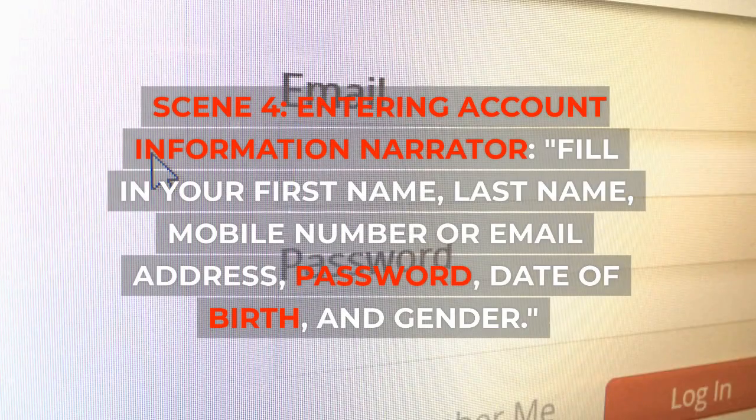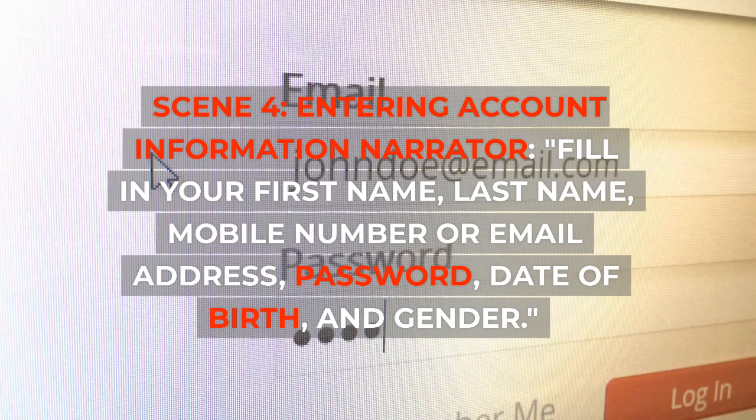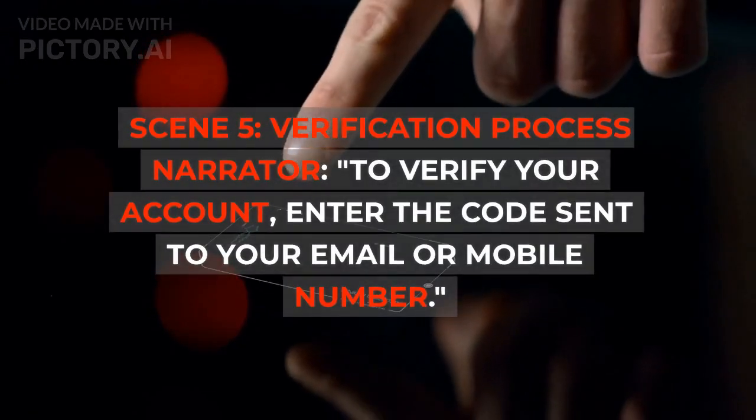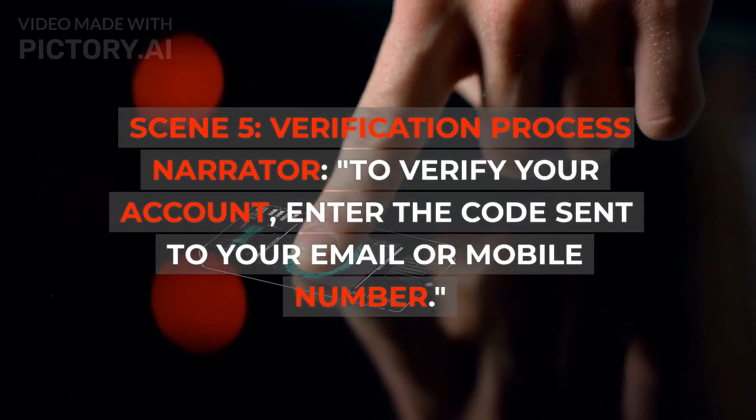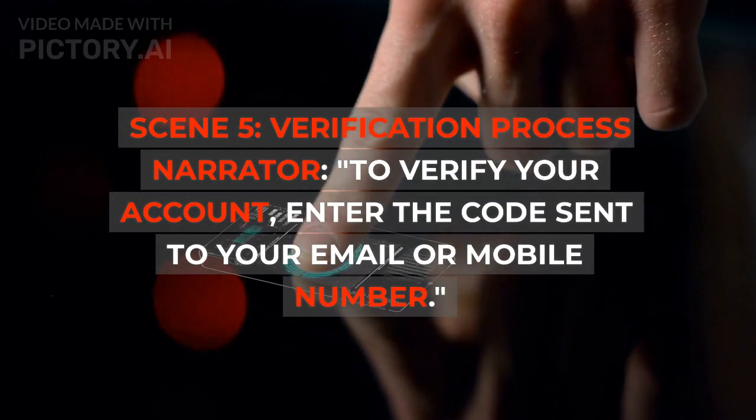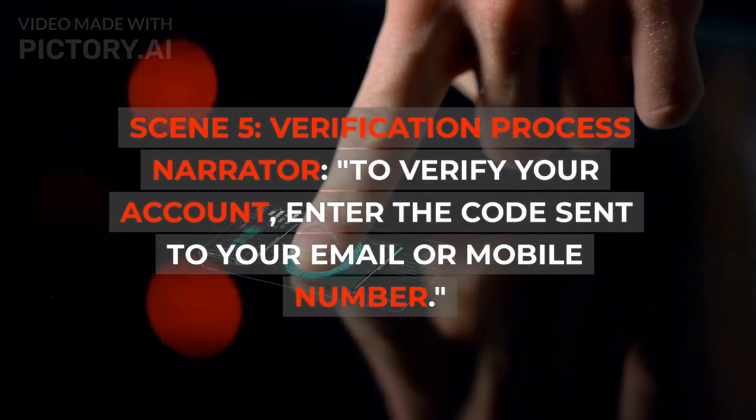Scene 4. Entering account information. Narrator: Fill in your first name, last name, mobile number or email address, password, date of birth, and gender. Scene 5. Verification process. Narrator: To verify your account, enter the code sent to your email or mobile number.